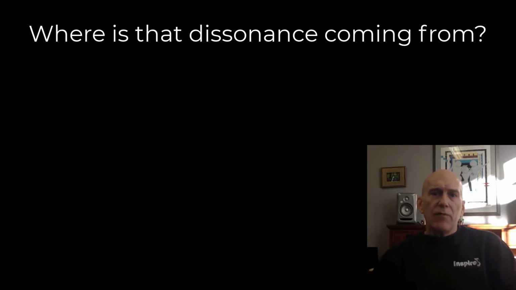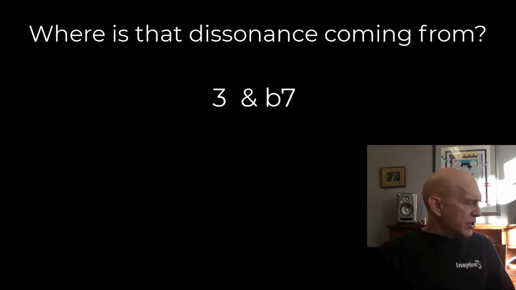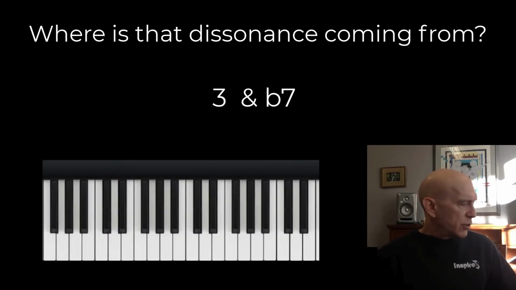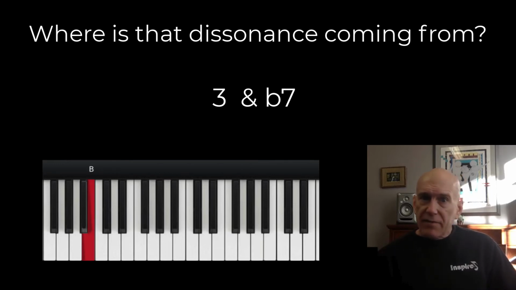So it is helpful to understand where that dissonance is coming from in the 5 chord and why it is pulling to the C major. Well, there's a strong tension that exists in the 5 chord between the 3rd, which is the B, and the flat 7, which is the F.